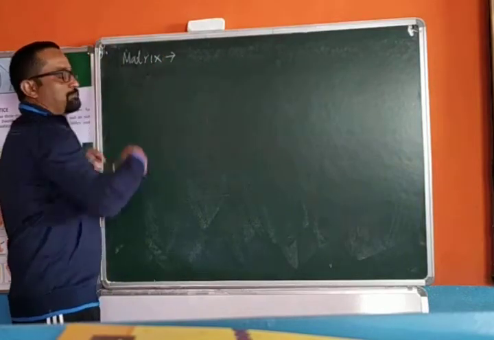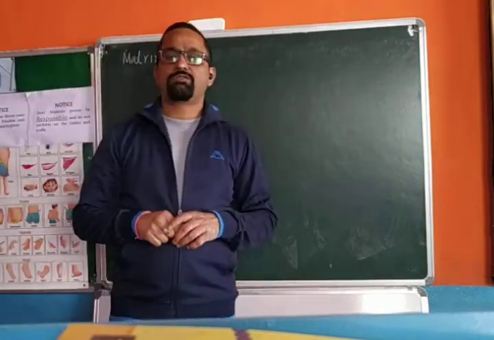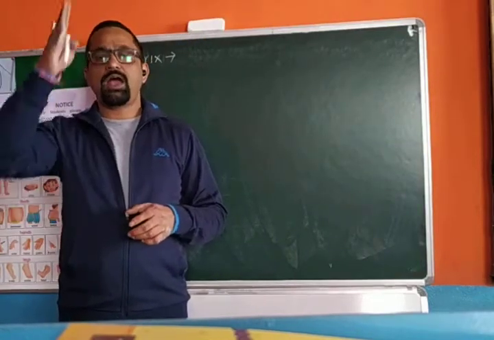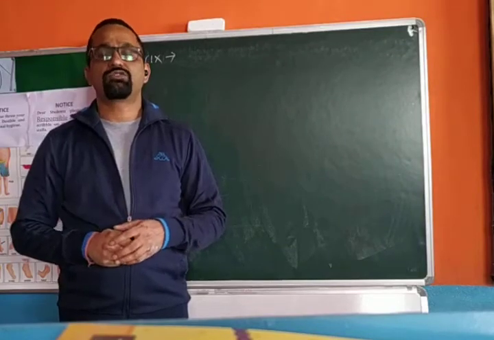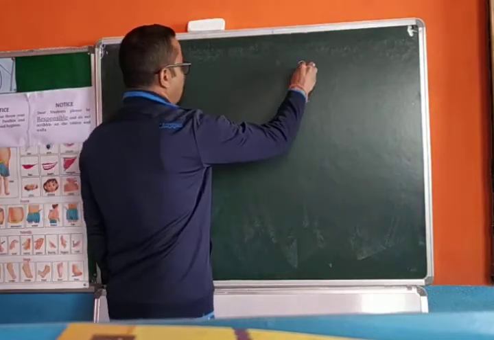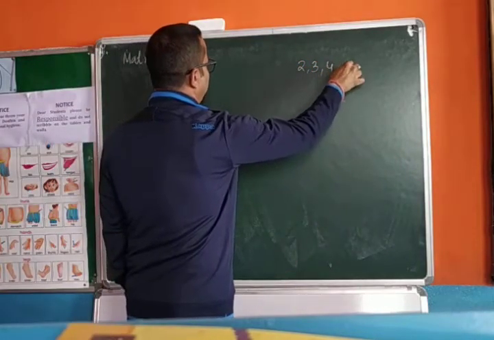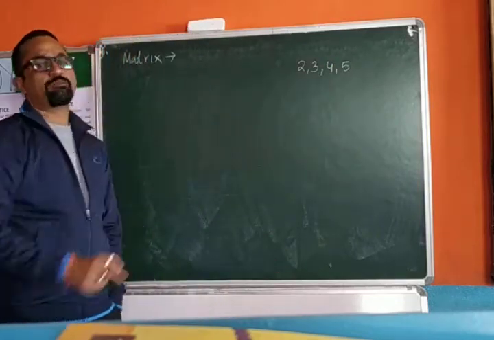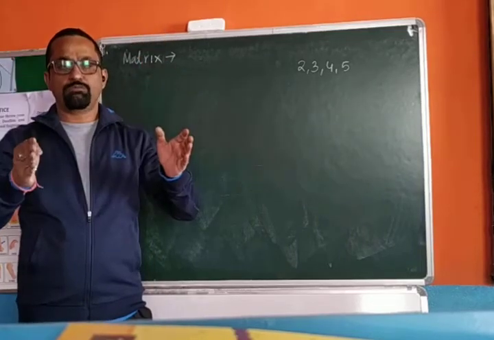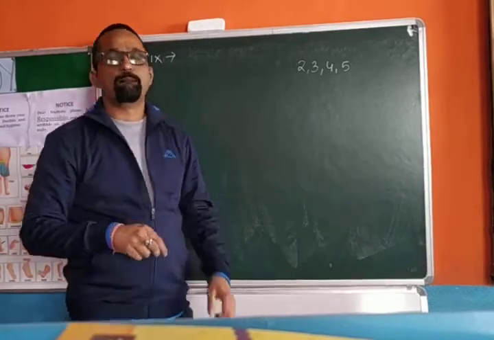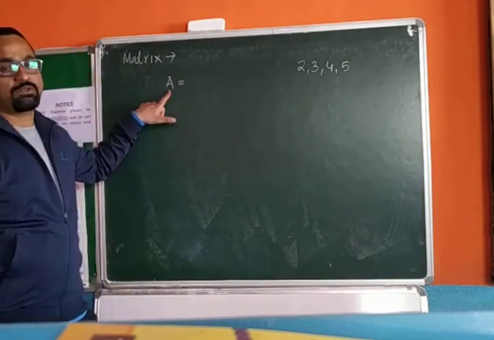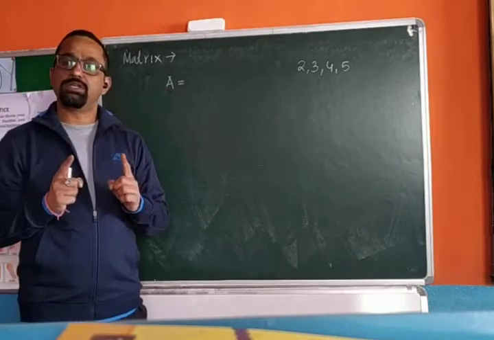What is a matrix? The arrangement of numbers in the form of horizontal rows and vertical columns is called a matrix. Let's take one example. Suppose you have numbers 2, 3, 4 and 5. These given numbers, if we arrange in the form of rows and columns, the arrangement is called a matrix. A matrix is always represented by a symbol, and you have to represent it with a capital letter.